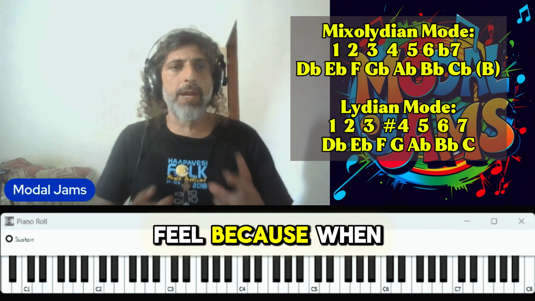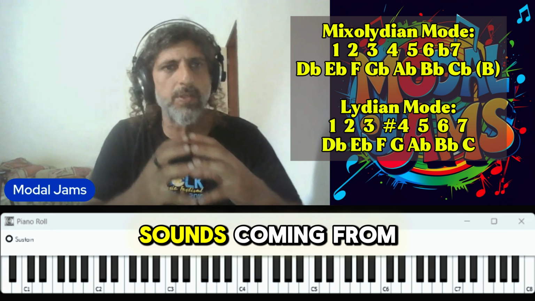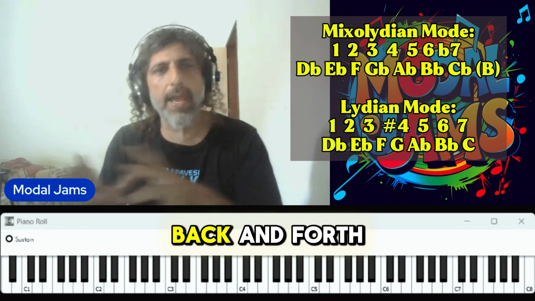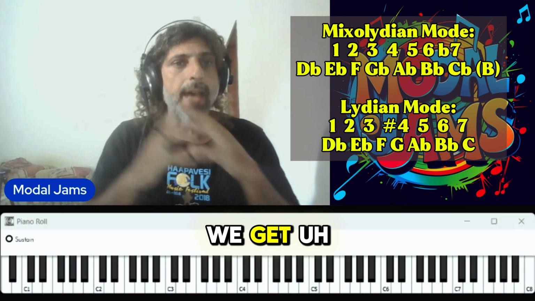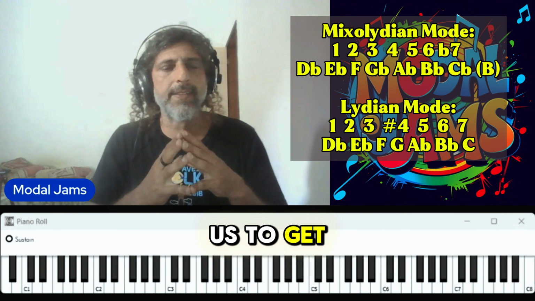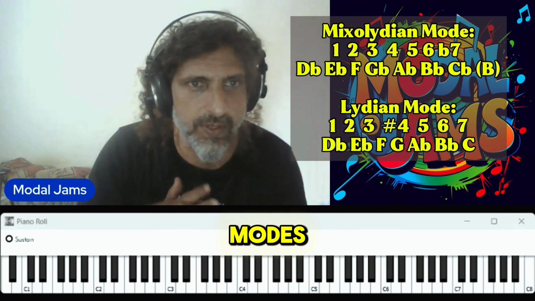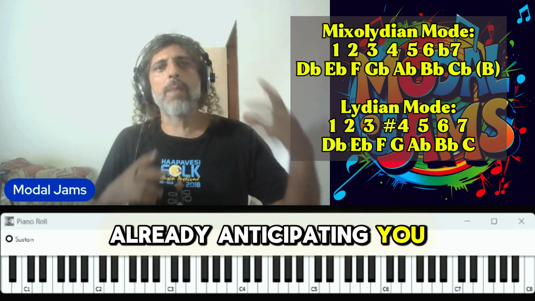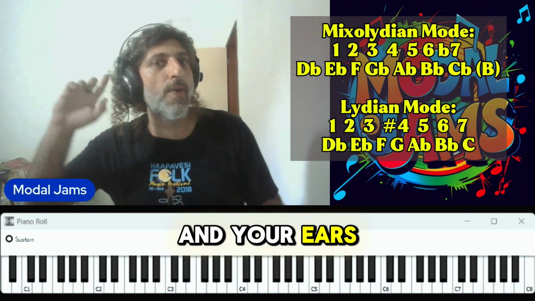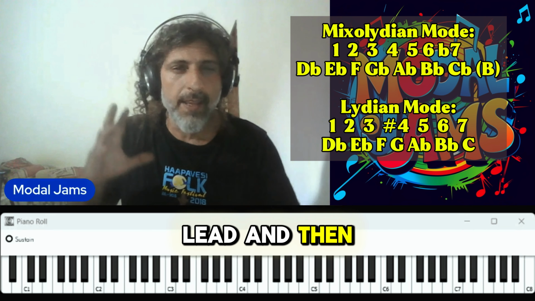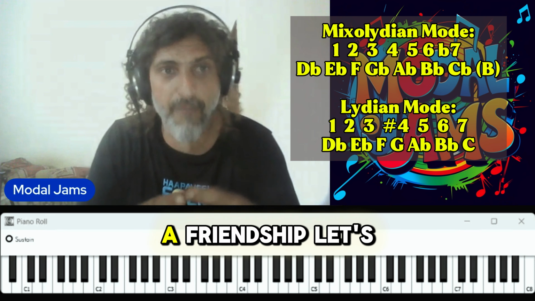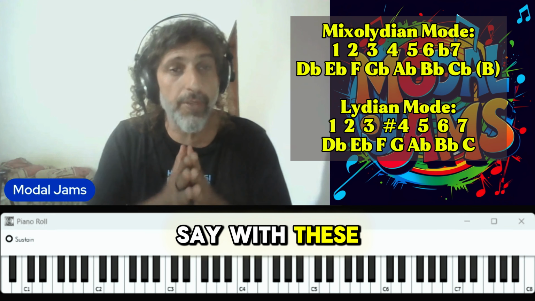And you start to play and to feel, because when we take two sounds coming from the same root and we play them back and forth, it's easier for us to get the sound of each of these modes in your mind, you know, because your ear is already anticipating. You are playing the Mixolydian and your ear is already, here comes the Lydian, and then you start to develop a relationship, a friendship, let's say, with these modes, right?